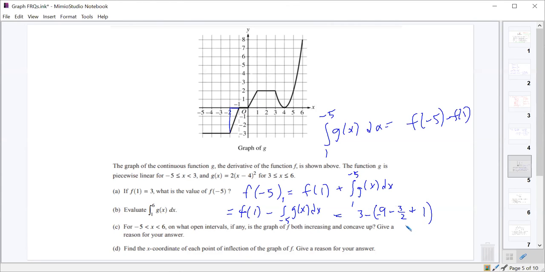And then we'll just evaluate all of that out. 3 plus 9 is 12, plus 3/2 ought to be 27/2, minus 1 ought to be 25/2. Everybody good there with part A? Okay. Part B.